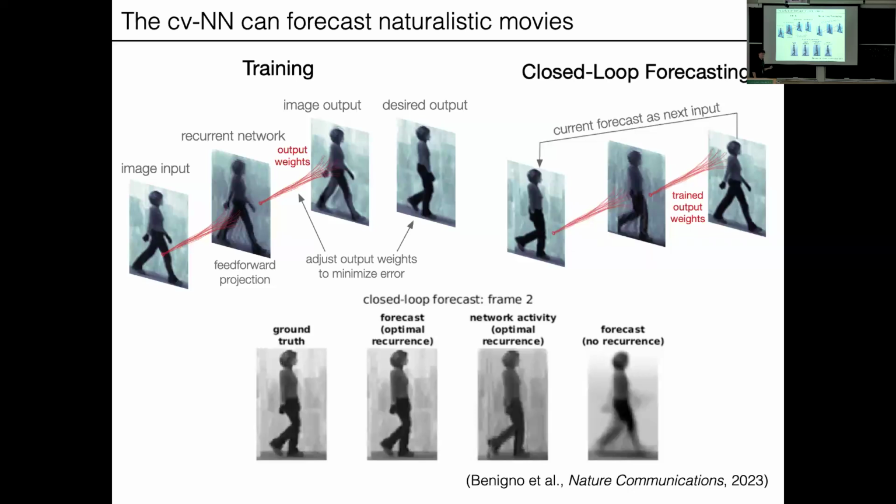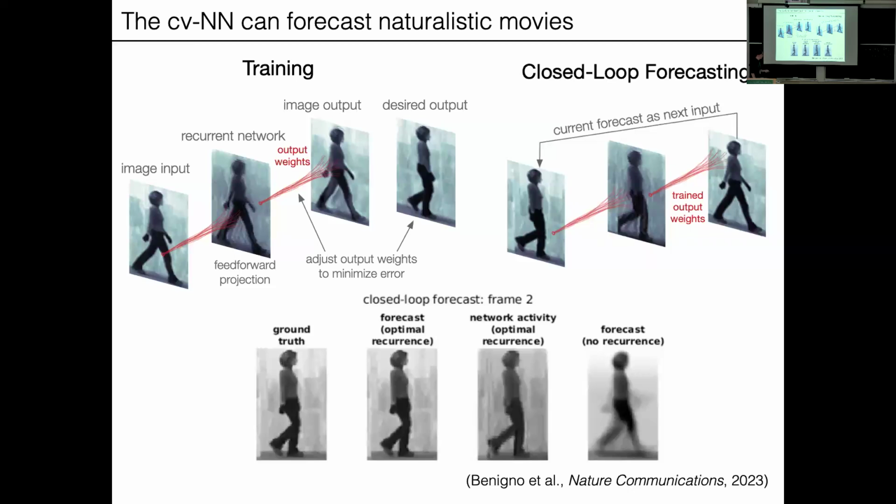And now, even with sophisticated inputs, like a natural movie of someone in a very simplified setting walking across the screen, we find that these types of networks can be trained efficiently on these naturalistic movie inputs. So here's the ground truth movie. Here's the forecast from the network and the optimal hyperparameters. This is the activity in the recurrent layer. And this is the forecast in a network without recurrent connections, just as a control.